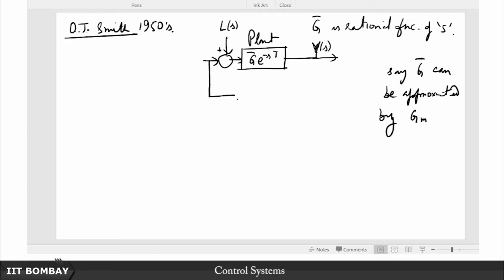Okay. Of course, in Smith's days, they probably didn't have such sophisticated computer software, but still this idea has stood the test of time. So here is what you do. Now remember, in the actual plant, this time delay comes merged together with the plant. You cannot isolate them. But now when you are using a piece of code wherein you have isolated this delay free part of the plant, which is G bar, then you can also write a code to depict that, right?